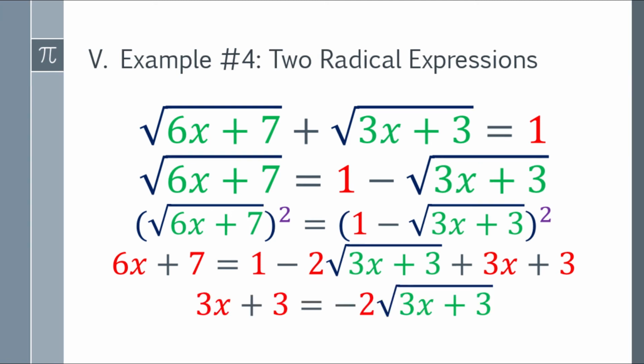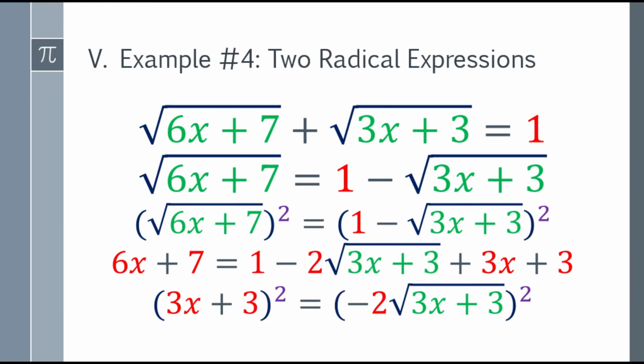Now, you have to simplify further. So that will be 3x plus 3 is equal to negative 2 square root of 3x plus 3. As much as possible, ilagay mo yung radical expression sa isang side lang. Kailangan kasi natin siyang i-square ulit para mawala. Okay? Next, ngayon na, i-square na natin both sides. That will be the square of the quantity 3x plus 3 is equal to the square of negative 2 square root 3x plus 3.